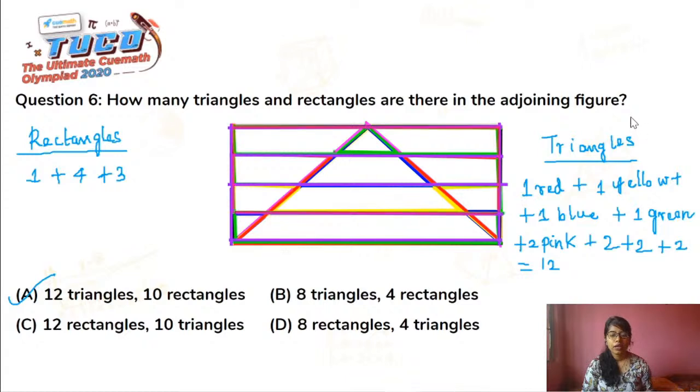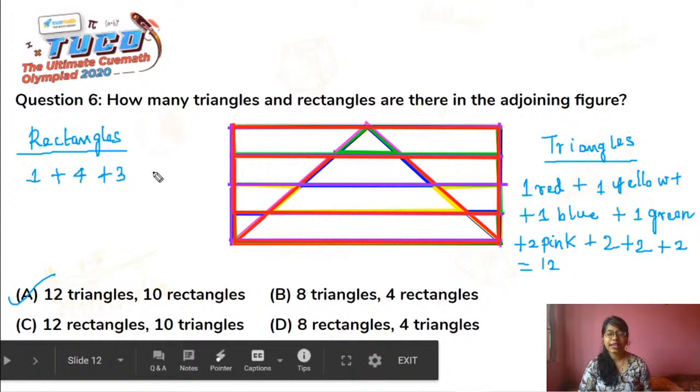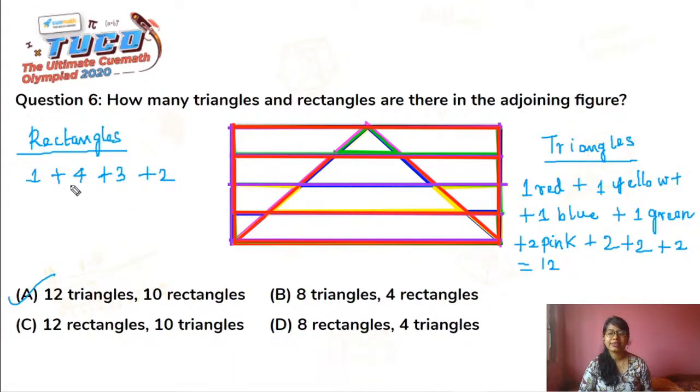Let's see. We have 1, 2, 3. So now we are combining 3 bars to form one rectangle, this red color. And there is another one which is the 3 bar rectangle. So I could say that there are 2 such rectangles. So 4 plus 1, 5 plus 3, 8 plus 2, 10, which is 10 rectangles.